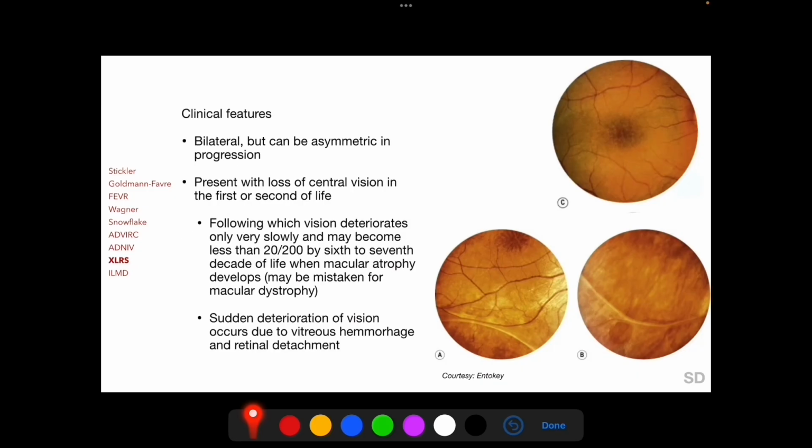Being hereditary, XLRS is bilateral but can be asymmetric in progression, and patients with XLRS present with loss of central vision in the first or second decade of life, following which vision deteriorates only very slowly and reaches a level of less than 20 by 200 only after the 6th to 7th decade of life when macular atrophy develops. But sudden deterioration of vision can occur in these patients due to vitreous hemorrhage or retinal detachment.